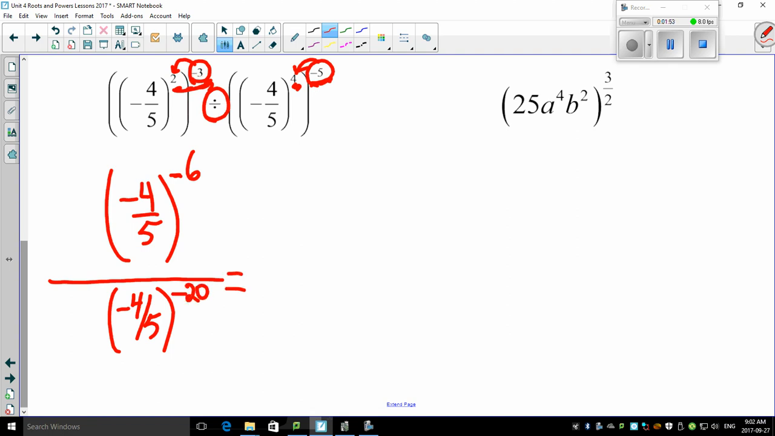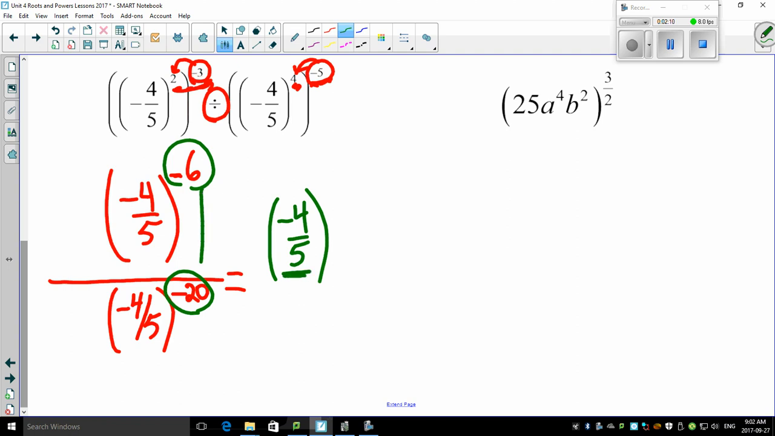And look how simple this becomes now. This becomes one of those division quotient ones, where you just have to subtract. So this becomes negative 4/5. Notice how the negative stays the same. The negative 4/5, the base does not change, but the exponents do. That's the important thing to realize.